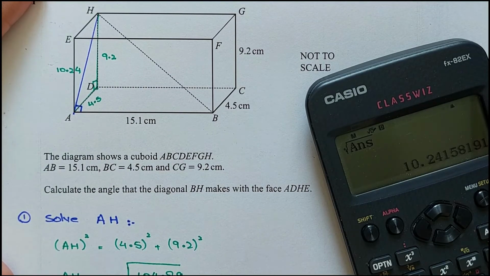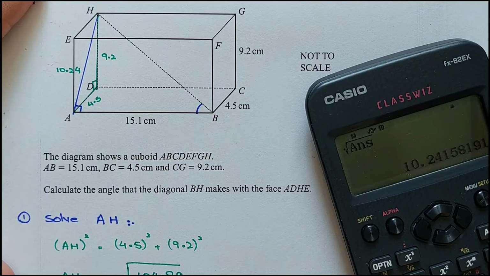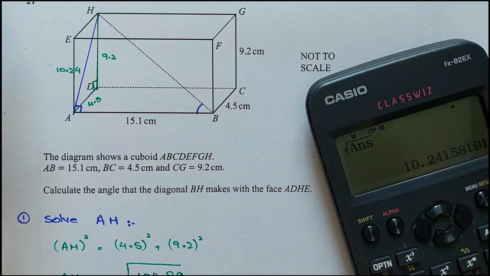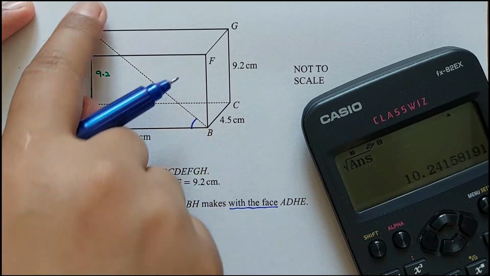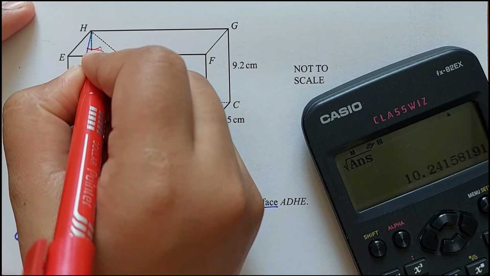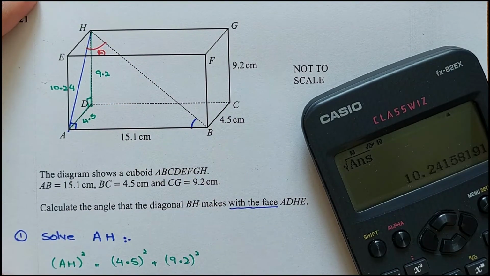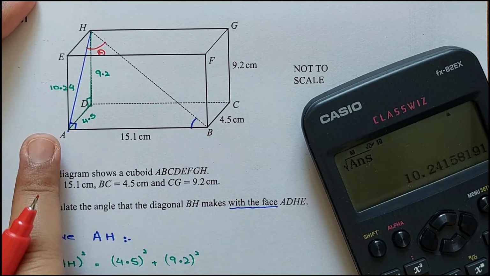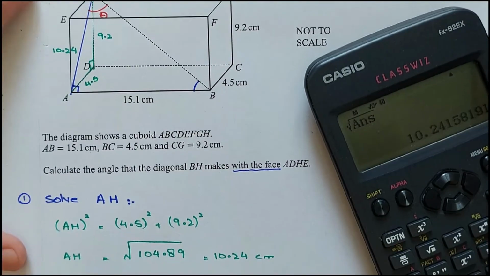Now in the next step, we have to solve for the angle it makes with the base. This angle we have to calculate. No, sorry, not with the base, with the face. It says the diagonal makes the angle with the face. So that angle is theta, the angle the diagonal makes with this face, right? We have AB, we have AH. It's a right angle triangle. We can solve for the angle theta, right?